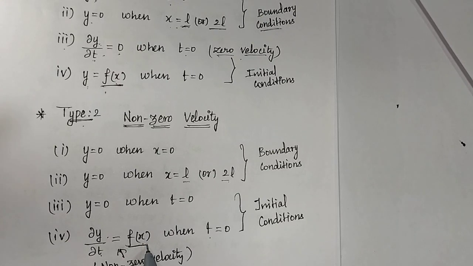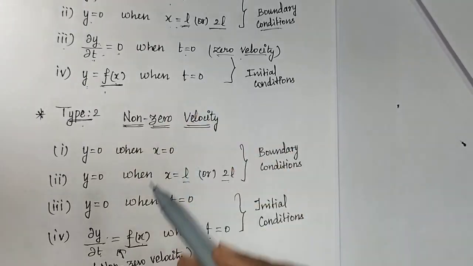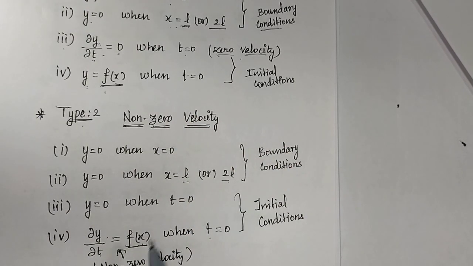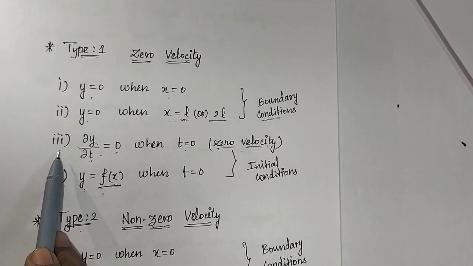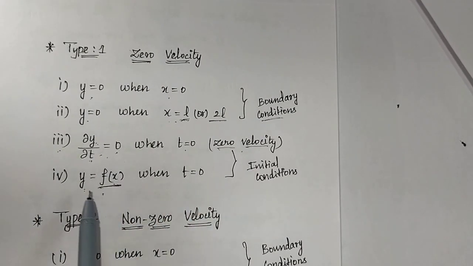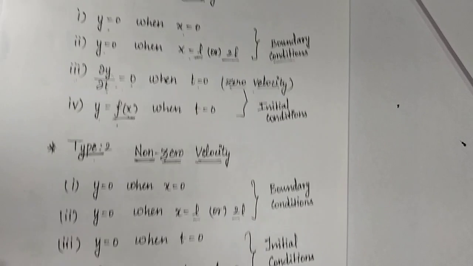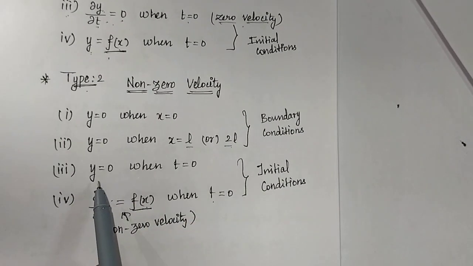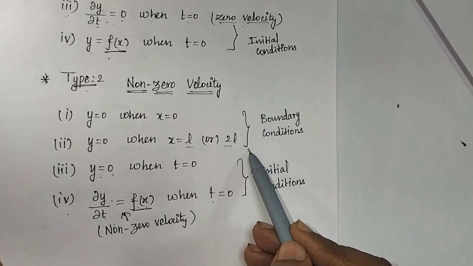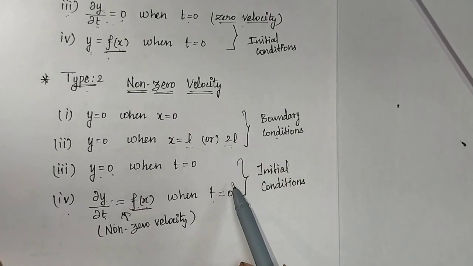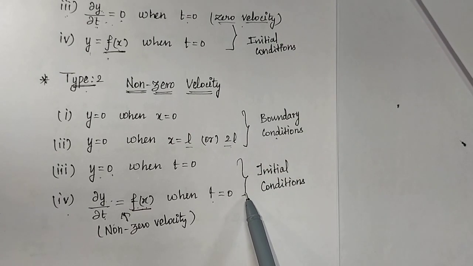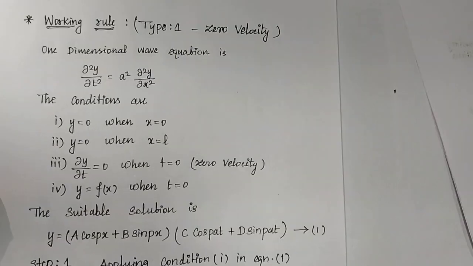So when comparing type 1 and type 2, we change only conditions 3 and 4. See, in type 1, your condition 3 is dou y by dou t equals 0, and 4 is y equals f of x. In type 2, our third condition is changed to y equals 0, and the fourth one is changed to dou y by dou t equals f of x. Okay, here also the first two conditions are boundary conditions. The next two conditions are initial conditions. Okay.